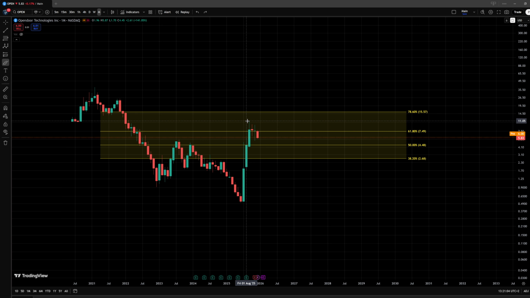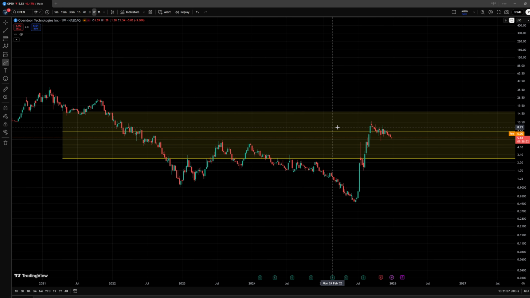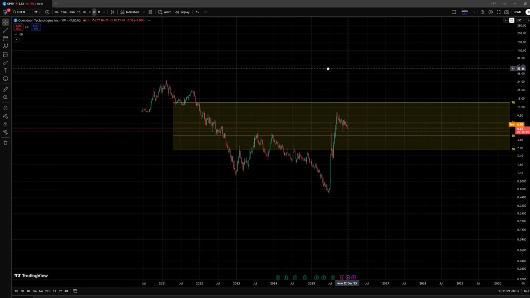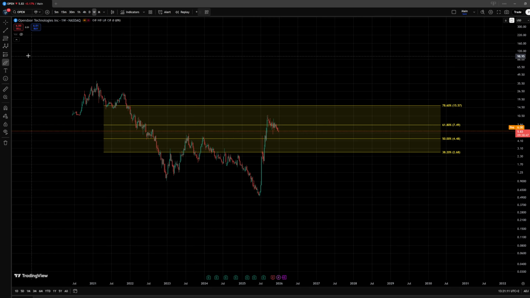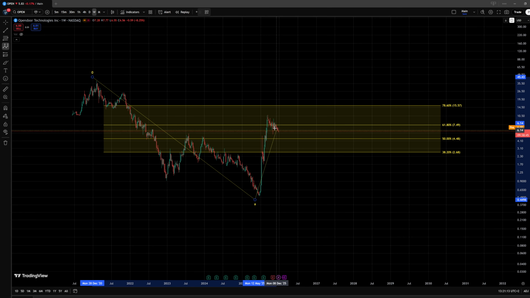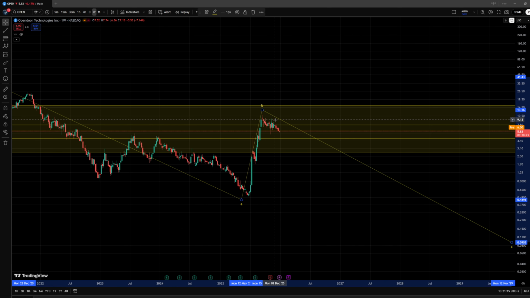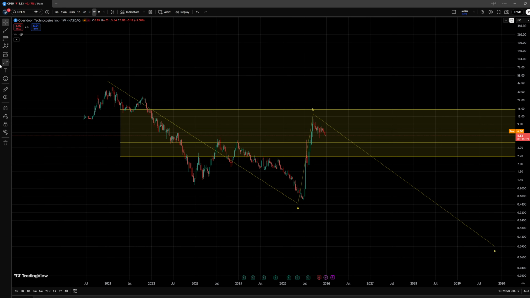Sure, we did get a brief break above it, maybe not even so brief, but nothing sustained, and we are basically still within the area of resistance. And not only that, this is only a 3-wave move to the upside after a 5-wave move to the downside.